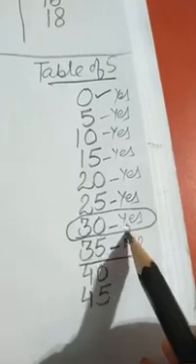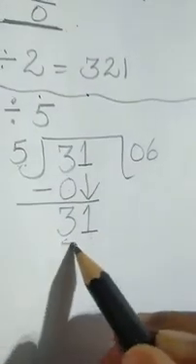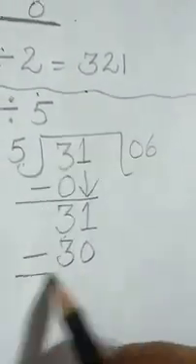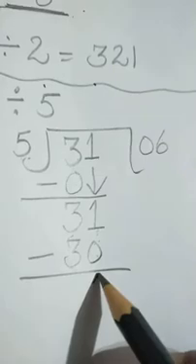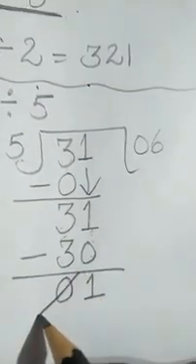Under 31 we cannot write 35, because then subtraction will not be possible. Yes, so one step before that is 30. So here we will write 30. 5 sixes the 30. When we do subtraction, 1 minus 0 is 1, 3 minus 3 is 0. This 0 we will ignore.